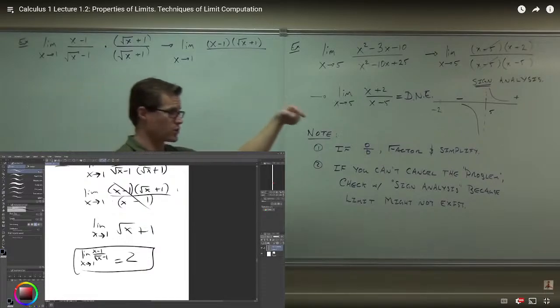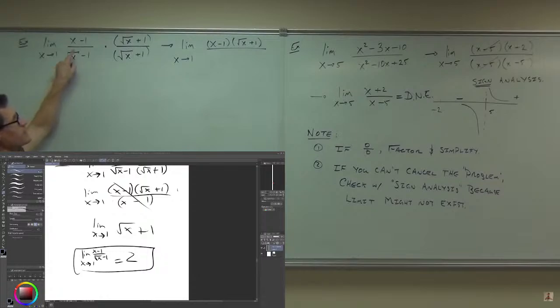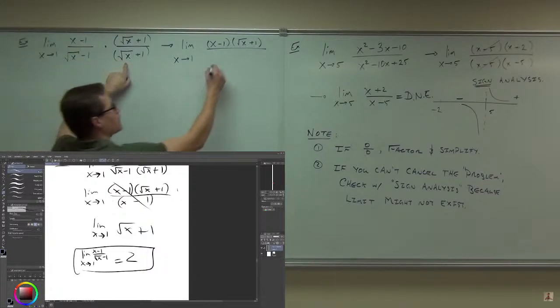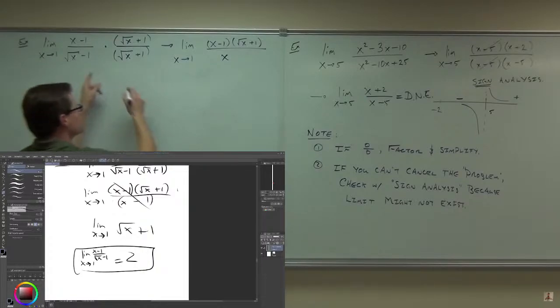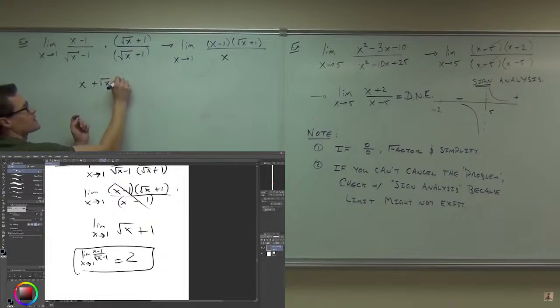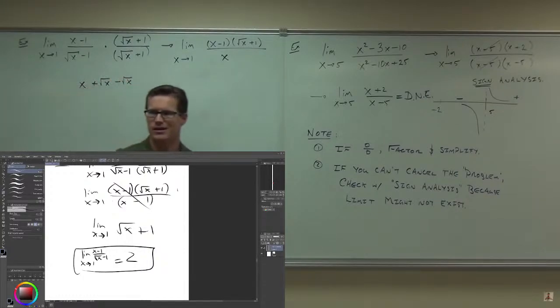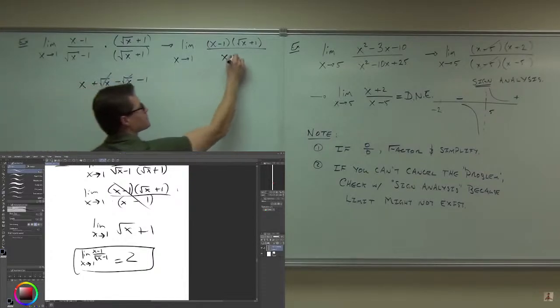I do have to FOIL or distribute, so that means every term times every term. Tell me, what's square root of x times square root of x? Now, do you see what happens and why we use the conjugate? If you distribute this, we get x, we get plus root x, we get minus root x. What's going to happen with that? That's why we use the conjugate. And then lastly, you're going to get what? You get x minus 1.